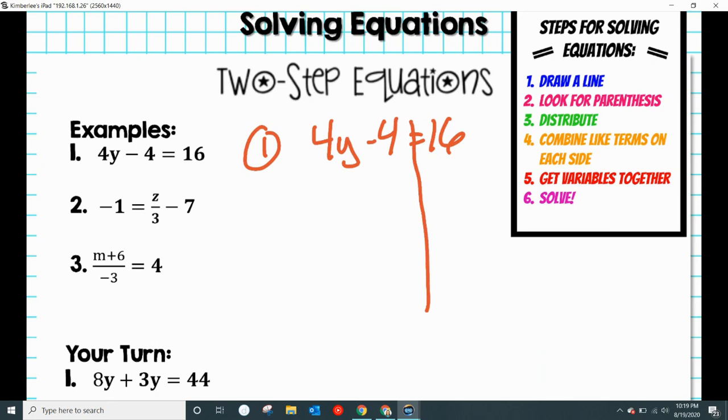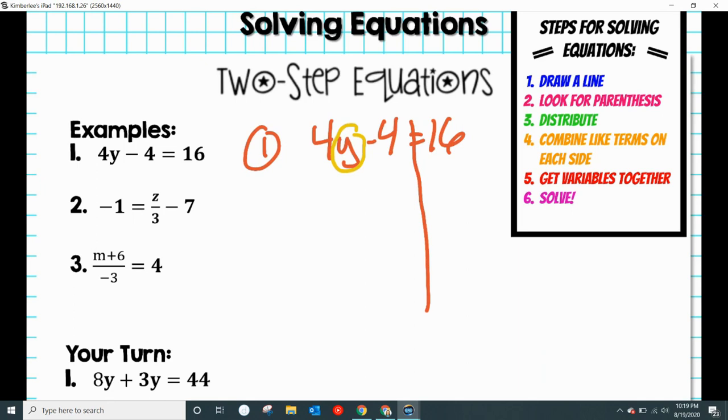So the next thing I want you to do is find your variable and circle him. He's right there. I want to get him by himself. So now I have 2 things around my variable. I see it's multiplied by 4 and then it's subtracted by 4. So we said 4 times our variable y, then subtract 4. So students tend to get confused. They don't know what to do first.